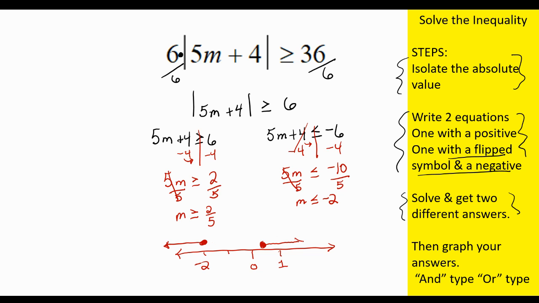So we have the OR graph. So I will add the arrows, and put the word OR in the middle by my final answer. And when my arrows go apart like that, then that's the OR type.